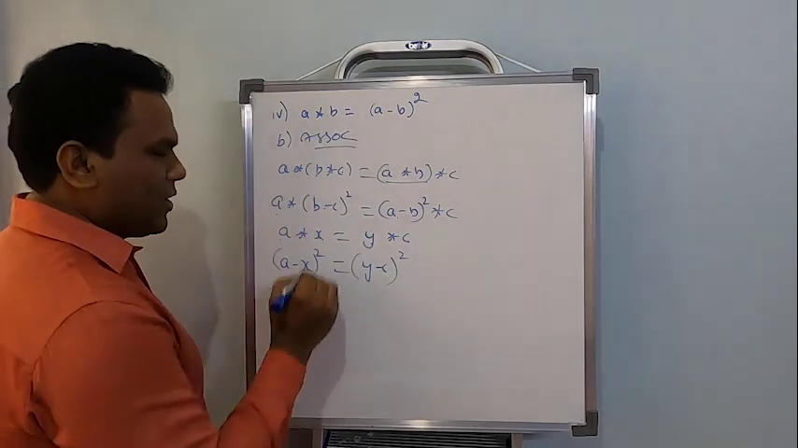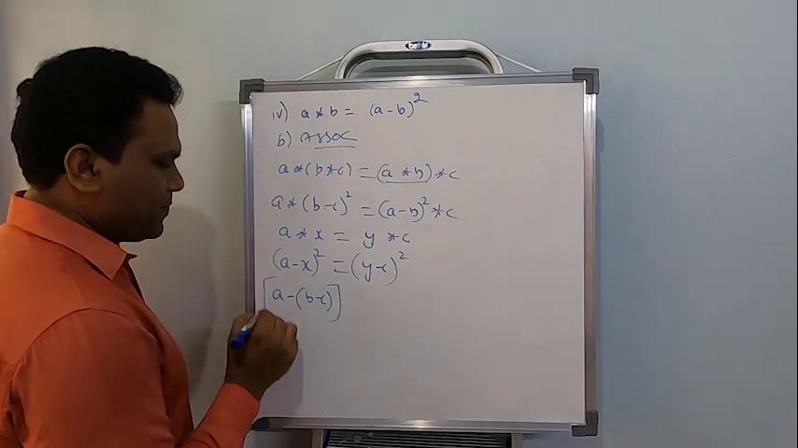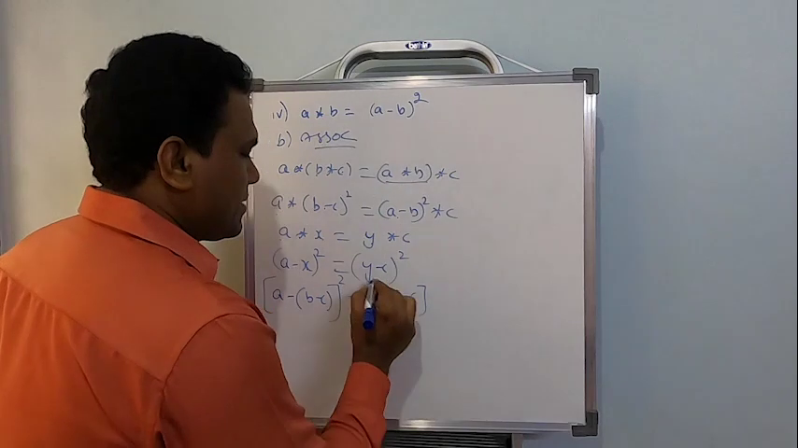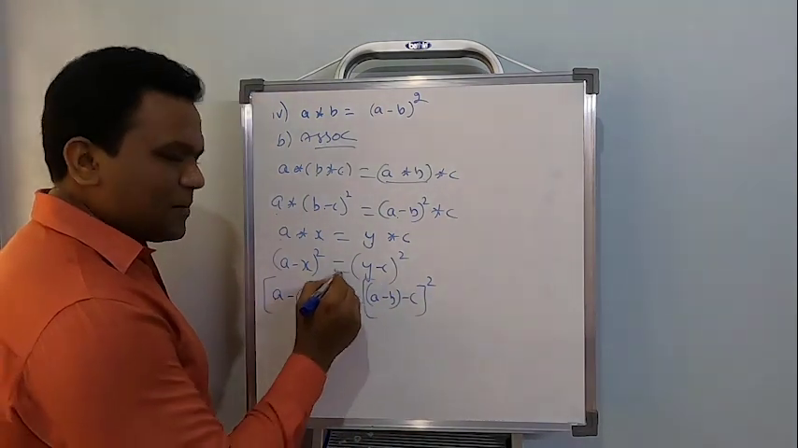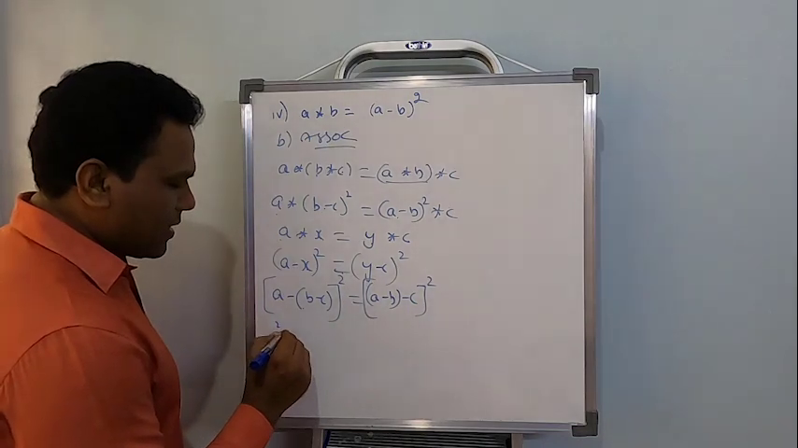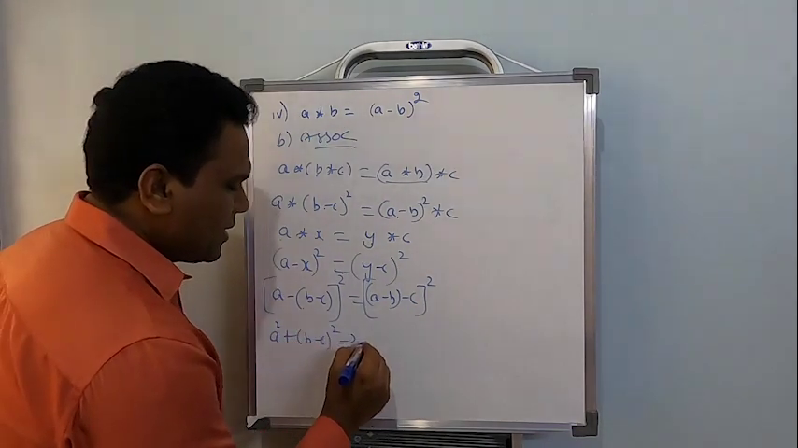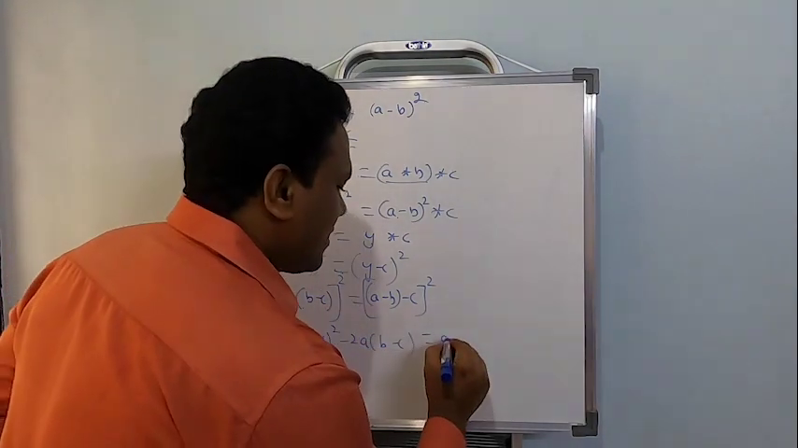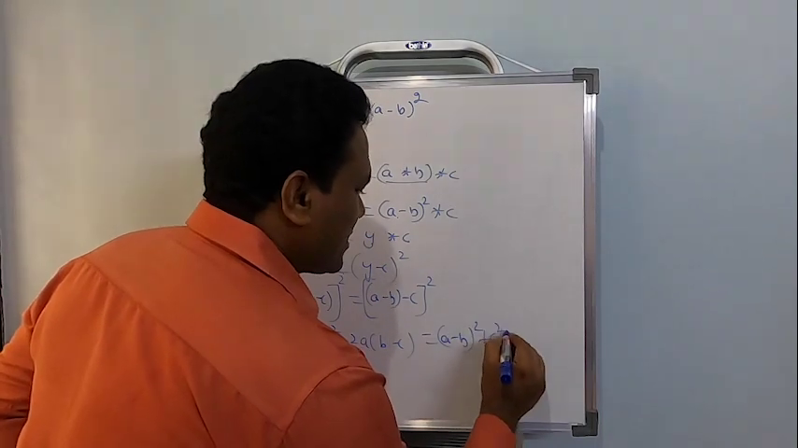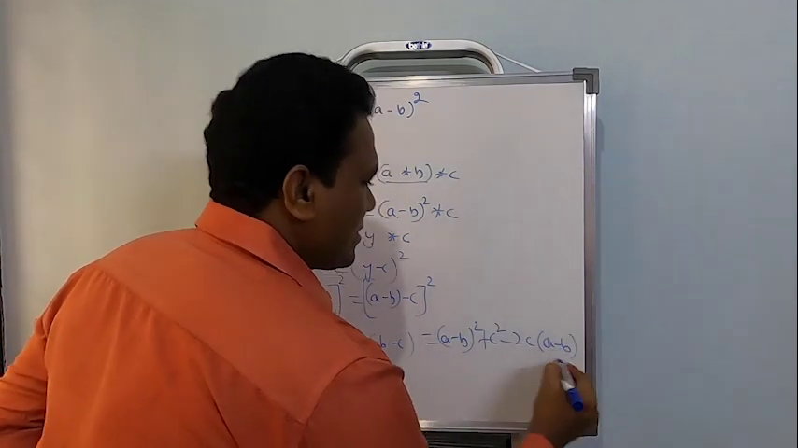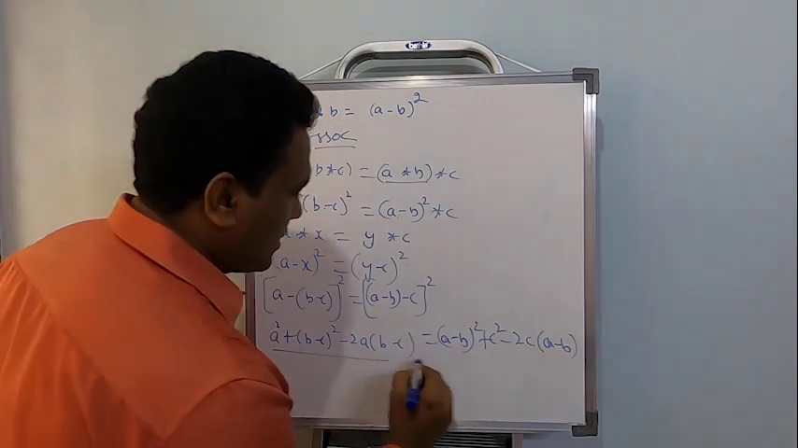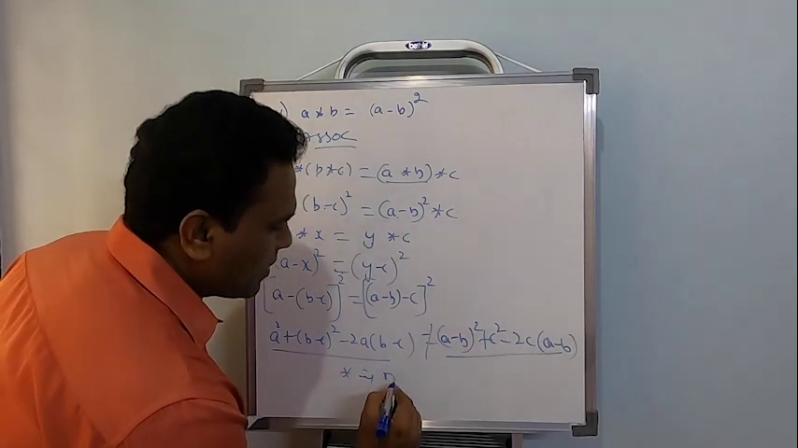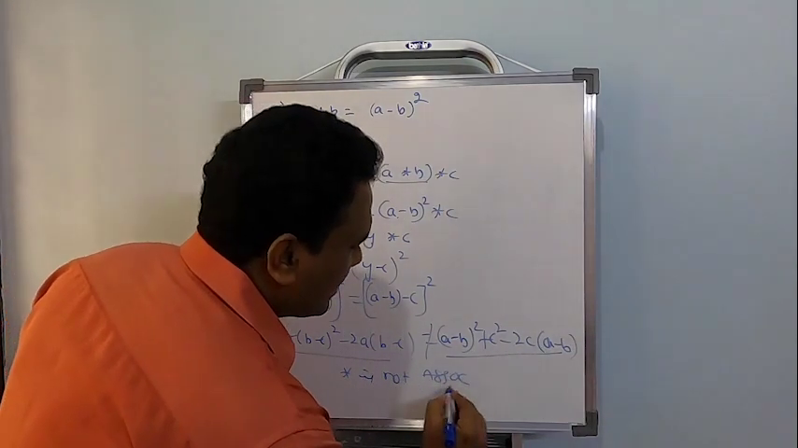A minus, so what is x value? X value was b minus c the whole square, and here what is the y value? A minus b minus c the whole square. Now something like a minus b the whole square. Now let us expand. A square plus b square minus 2a into b minus c. A minus b the whole square expansion. And on the right side, a minus b the whole square plus c square minus 2c into a minus b. Certainly notice this and this both are not going to be equal. Hence we will conclude that star is not associative.